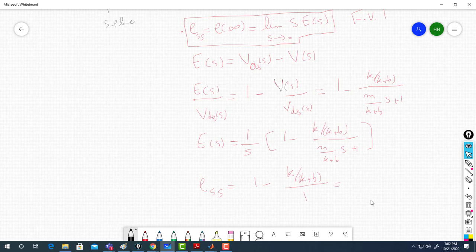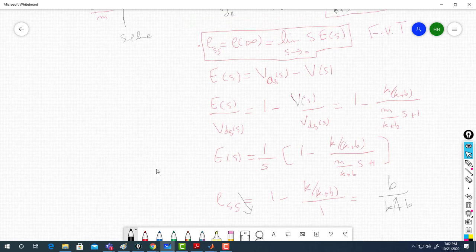Then it is b over k plus b. Good. So what does that tell you? If you increase k, your E of s will decrease. So that's why the steady state error will decrease.